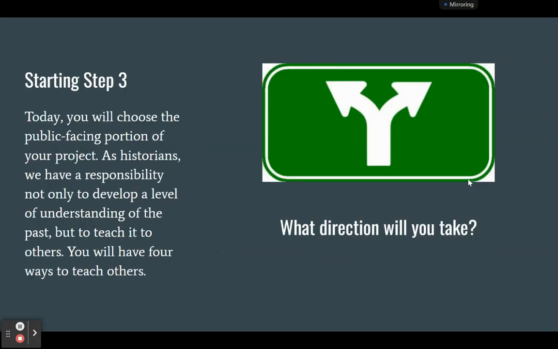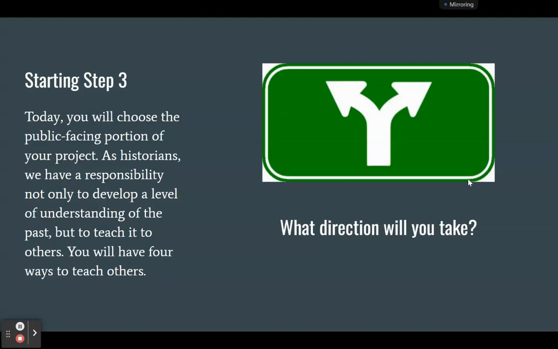But for right now, as you watch this, think about how am I going to make a public facing portion of the project? What does that mean? Well, as historians, it's our job not only to be able to develop a level of understanding of the past that we understand it, but that we are able to teach it to others. So you're going to create something that the public will be able to see at our Black History Museum and interact with in a way that they can learn more about history.